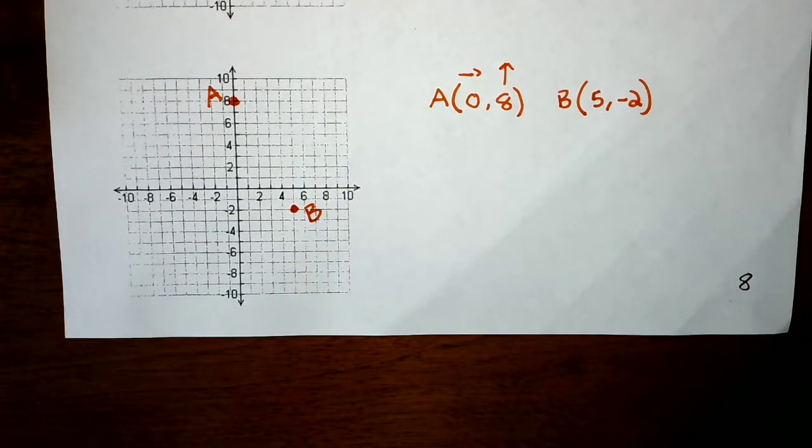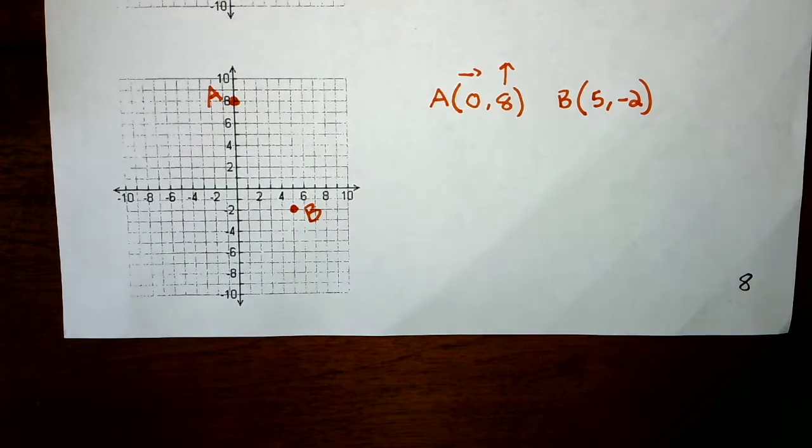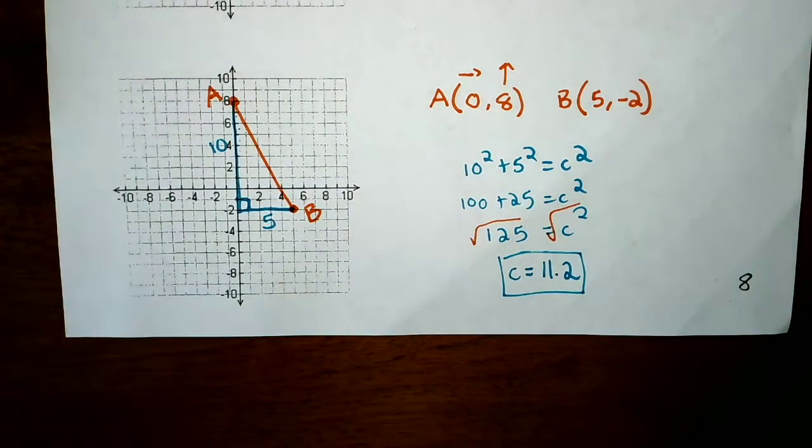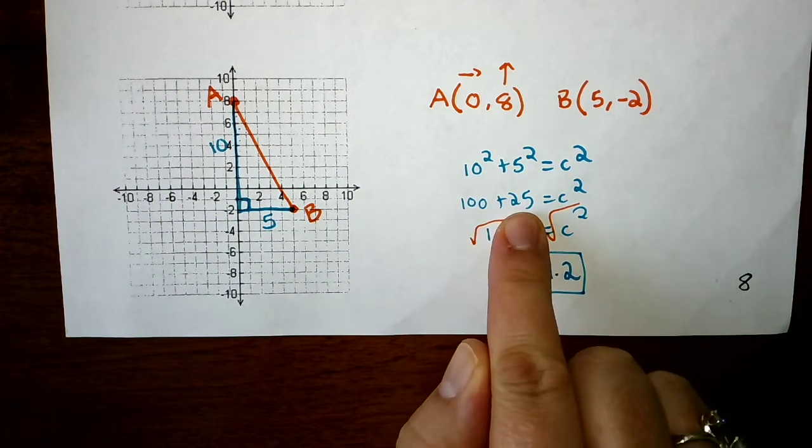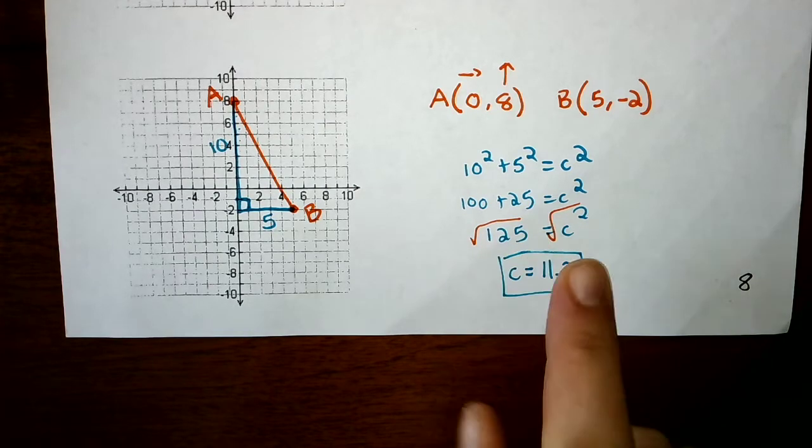All right, so pause the video and try it on your own, and then come back and see if you did it right. All right, so you should have gotten the legs is 10 and 5, 10 squared and 5 squared. The square root of 125 is 11.2.